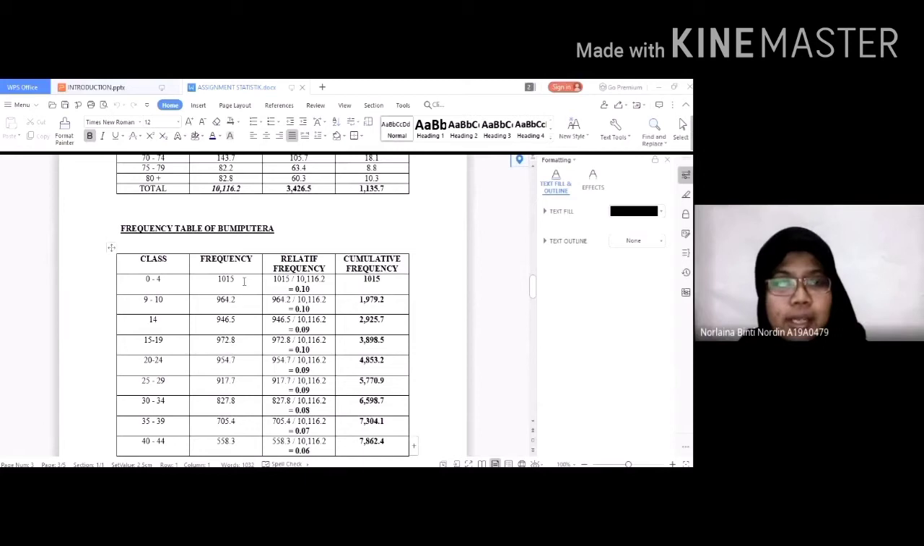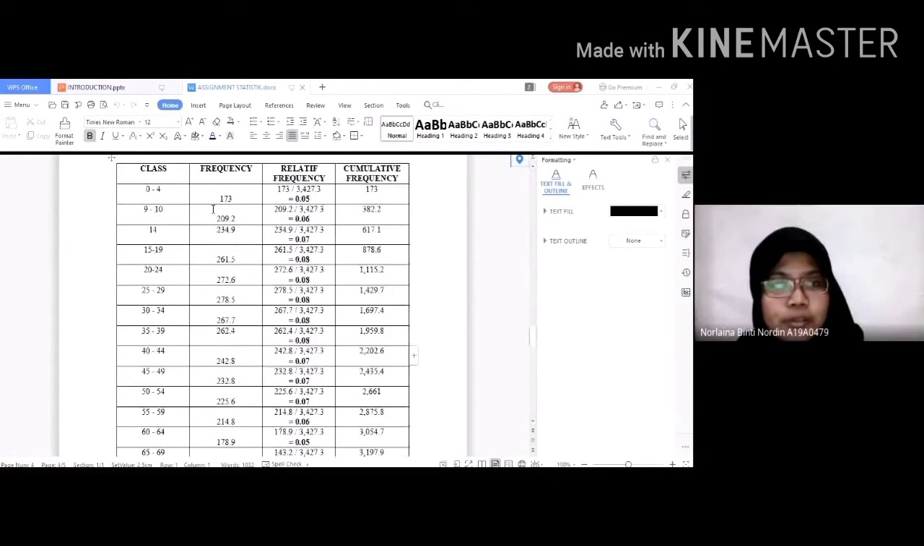So to calculate the relative frequency, for example, of Bumiputera, the frequency is 972.8 and the total sample size is 1116.2. So you can get the answer, which is 0.10. So the cumulative is 972.8 plus 9,054.7. So you can get the answer, which is 400,853.2.